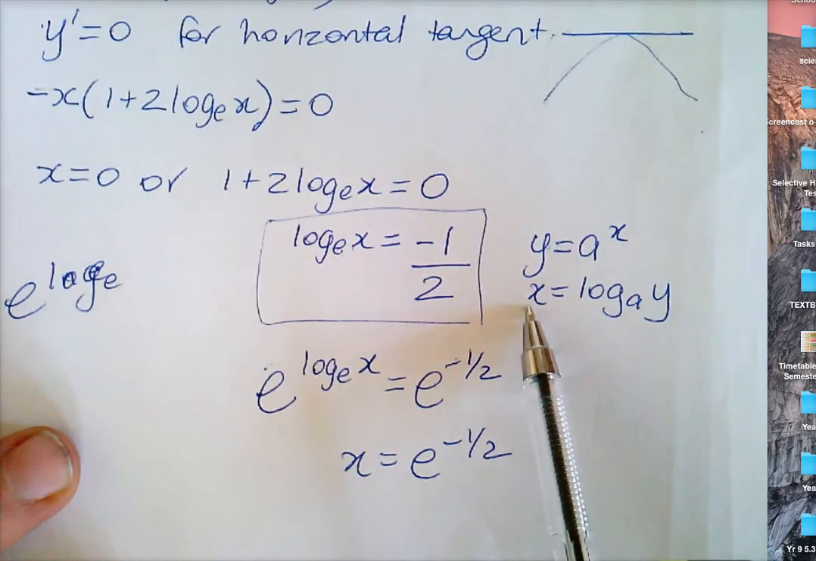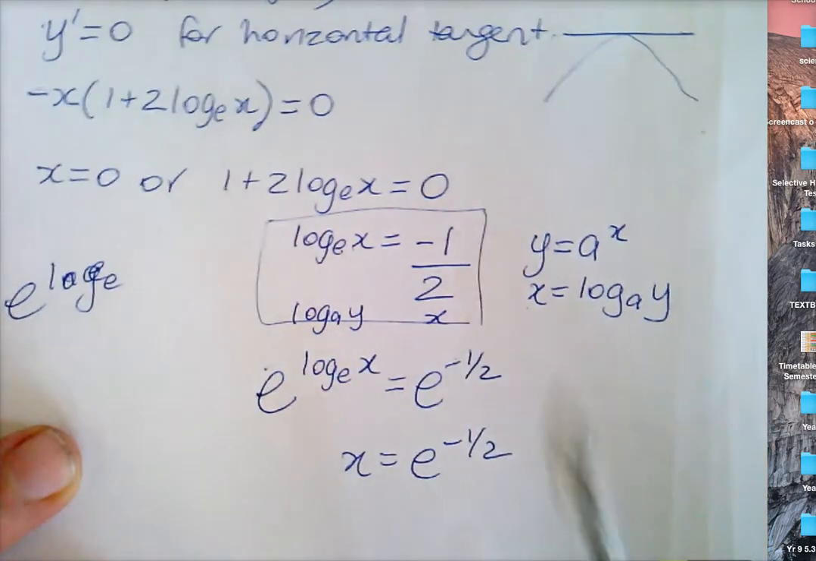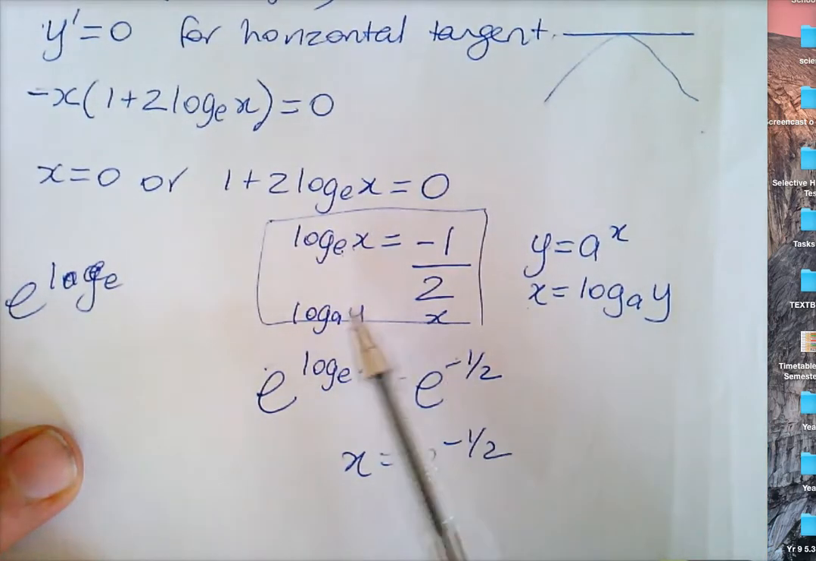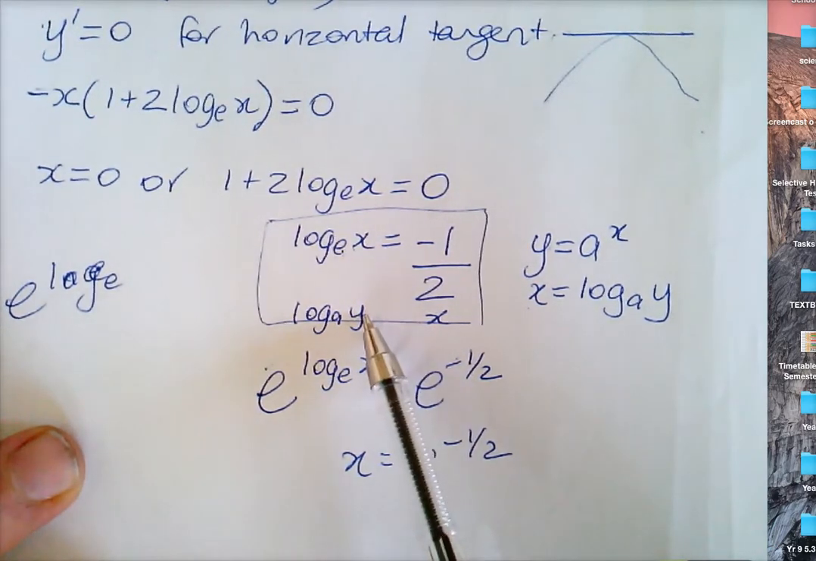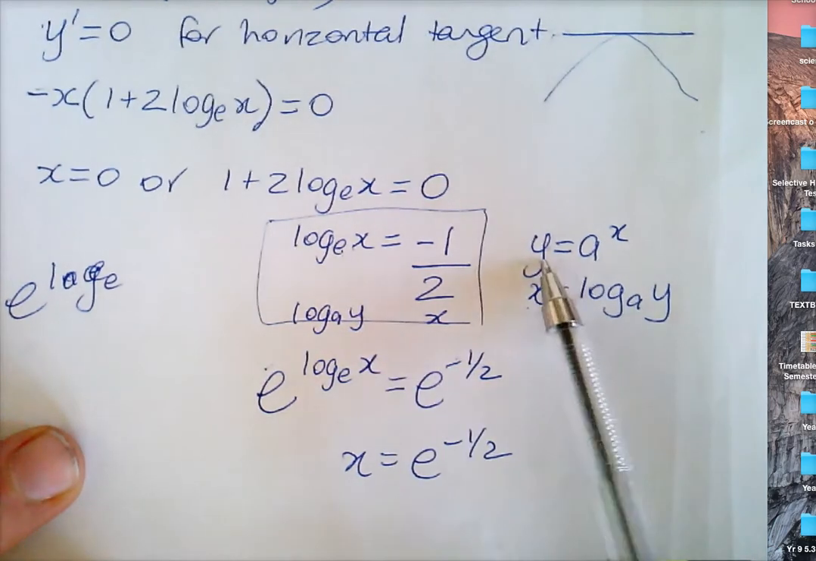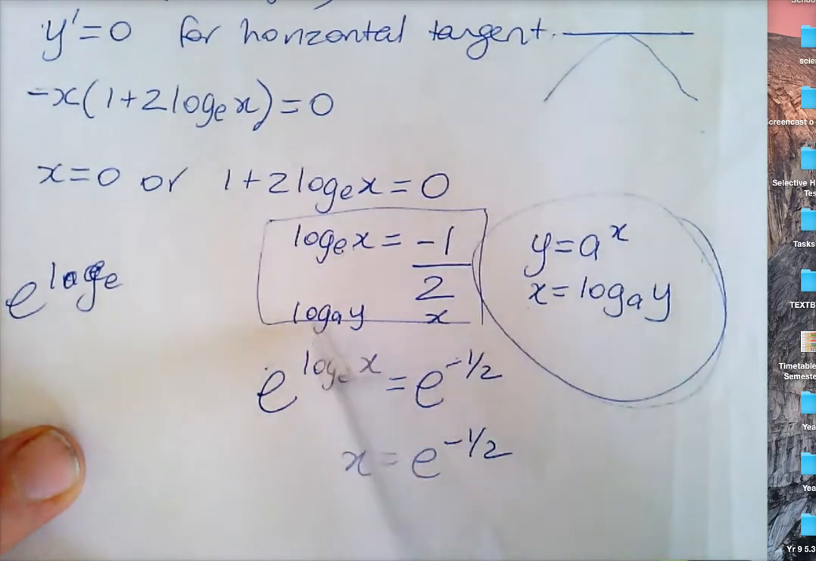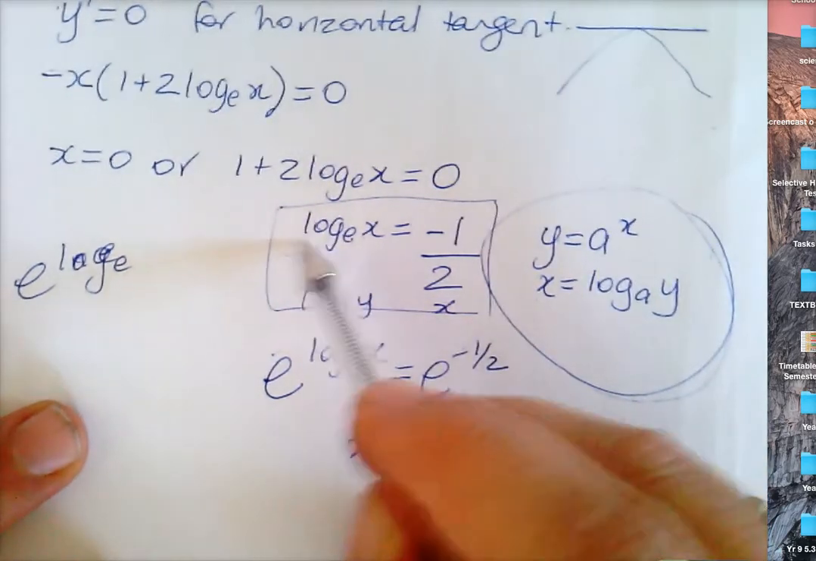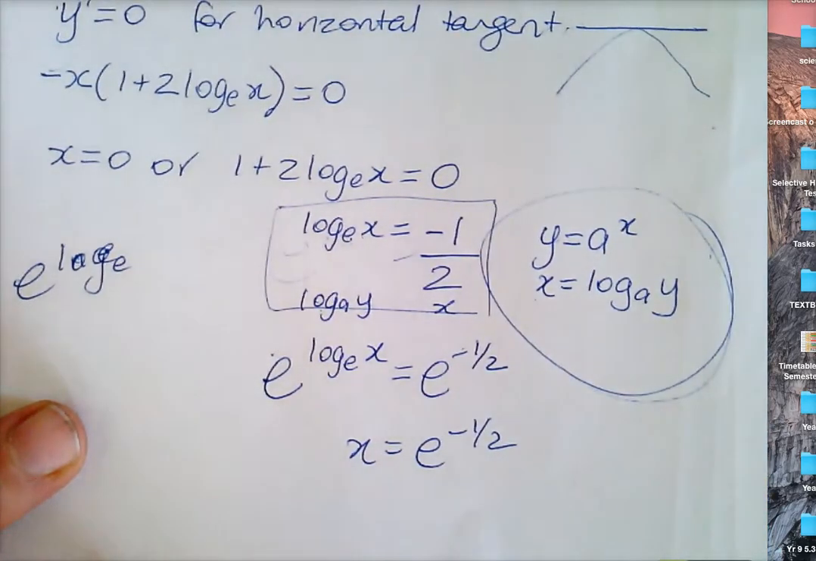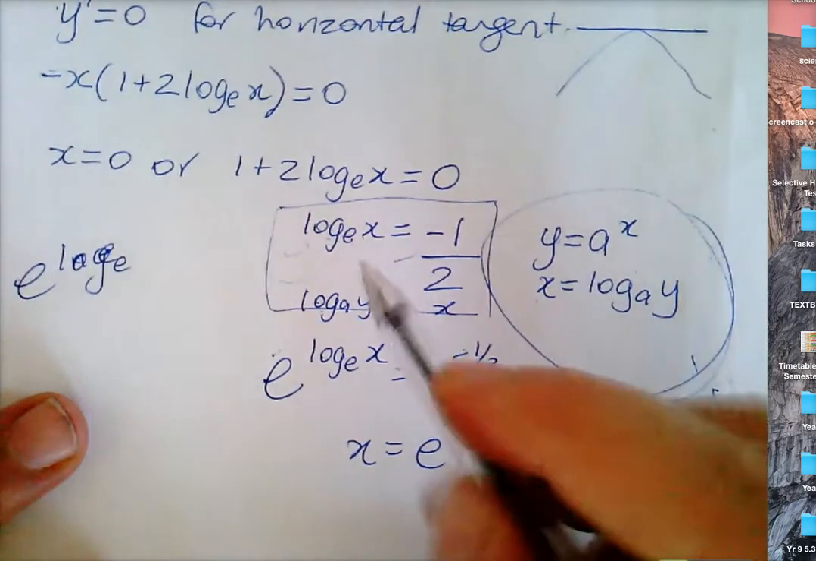If you use the law, you can just put this underneath, log to the base a of y. So if you're trying to find out what the y is, the y, which is x, equals whatever a is, it's e to the negative a half, if you're comparing that with that. But look, if you've got this, doing e to the power of both sides gives you e log to the base e, that cancels. That's the easiest way to do it. Otherwise, you've got to try and use that log law, which is a real pain.